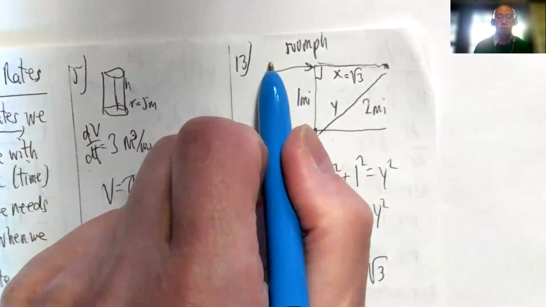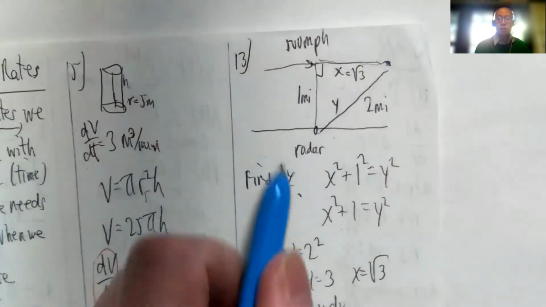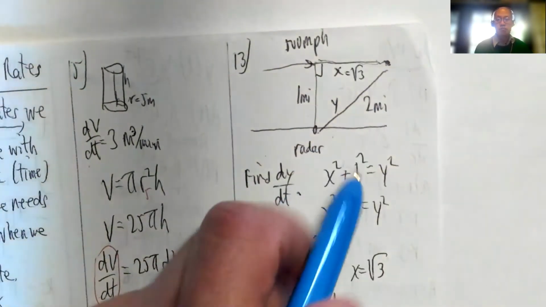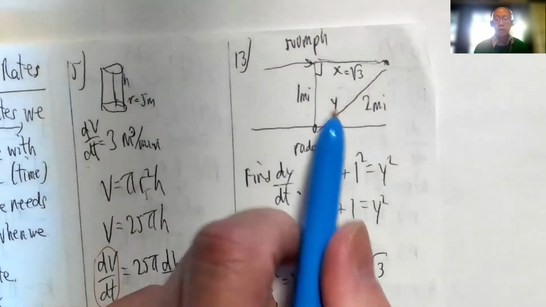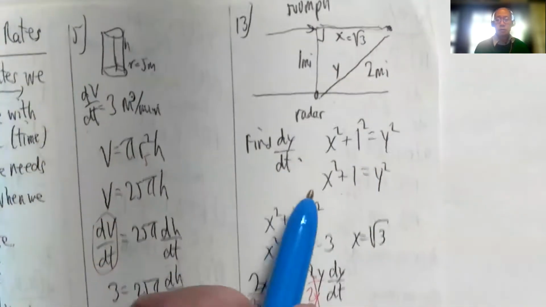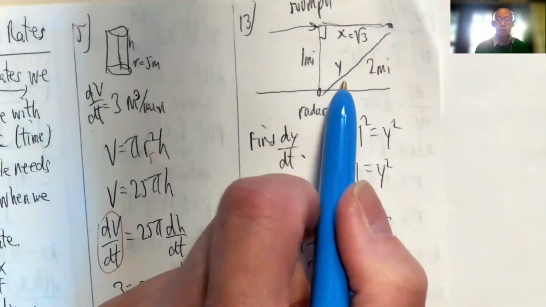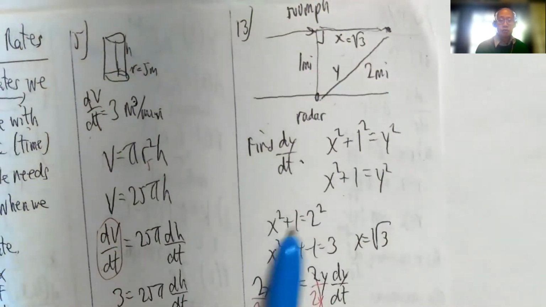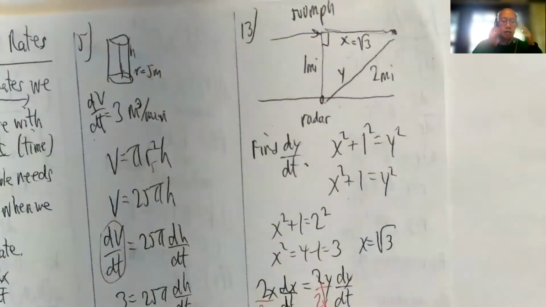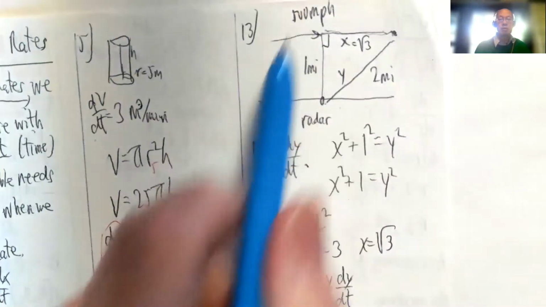1 mile up, traveling 500 miles an hour. I call that x, I'll call that y. Find dy dt, the rate of change of the distance from the radar station. So Pythagorean relation, I have x squared plus 1 squared is equal to y squared. I'm told y is 2, so I can find x. x squared plus 1 is 2 squared. x squared is 4 minus 1, or 3, so x is radical 3. I have that. I also know dx dt, 500 miles per hour.